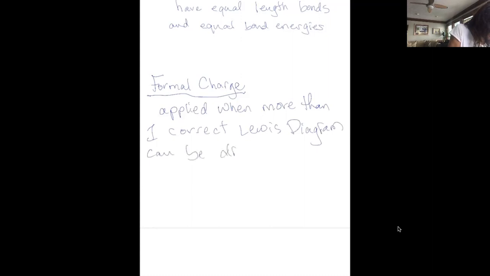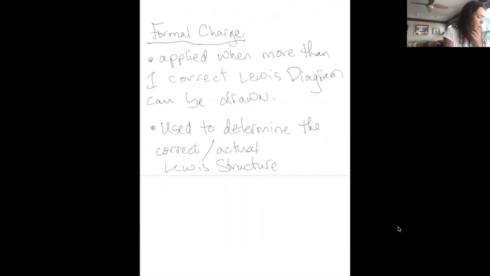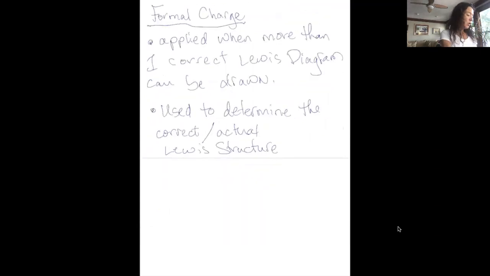Okay. And I'll give you an example. And it is used to determine the correct, actual Lewis structure, okay? So we see when we use it, why we use it, what it's going to give us, and now the question is, well, how do we use it?